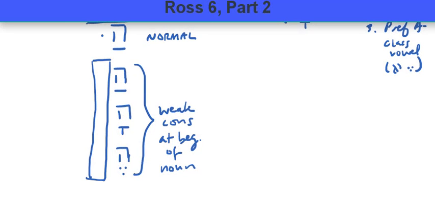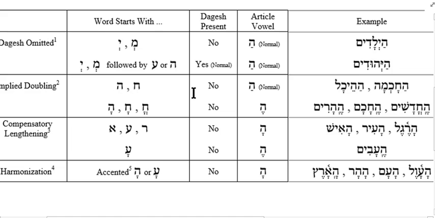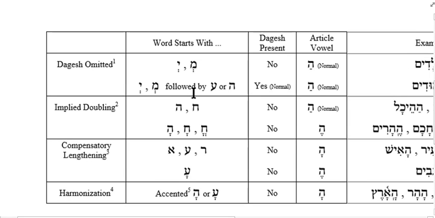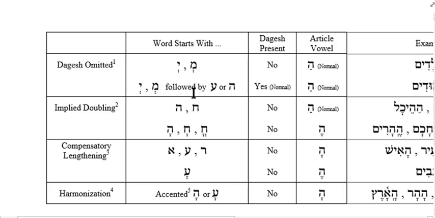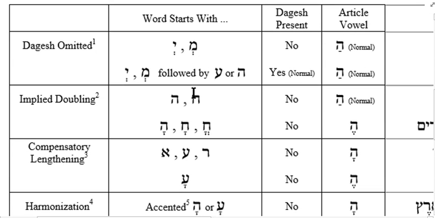Now, let me introduce you to a little chart here that the animated Hebrew guy, Charles, came up with. And I've put this on my website. I don't expect you to memorize this. I just want to walk through the kinds of situations where we have some slightly different forms of the article than what we're looking for.